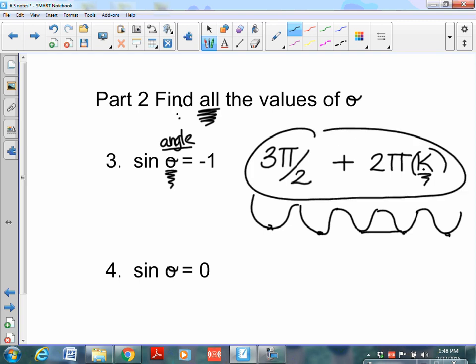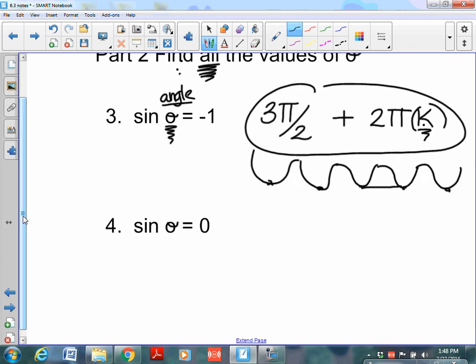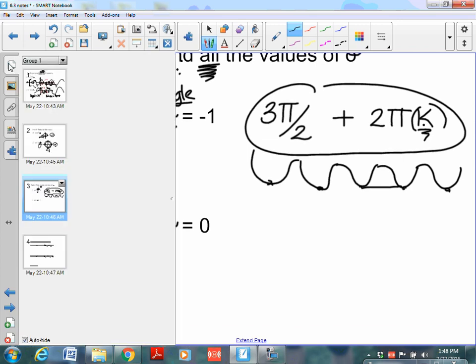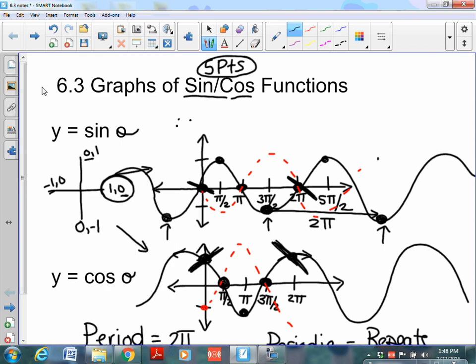Okay, where is your sine of theta equal to 0? This one's trickier. Where is your sine of theta equal to 0? So go back. Where is your sine of theta going to equal 0? At what degrees? 0.